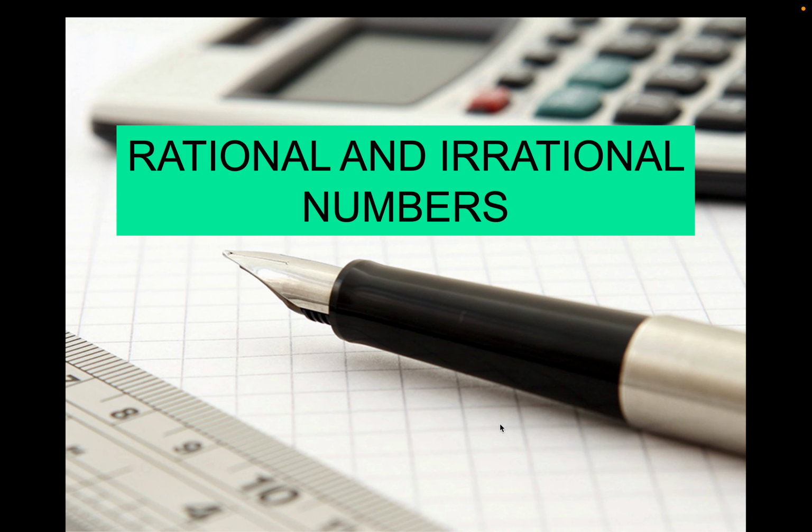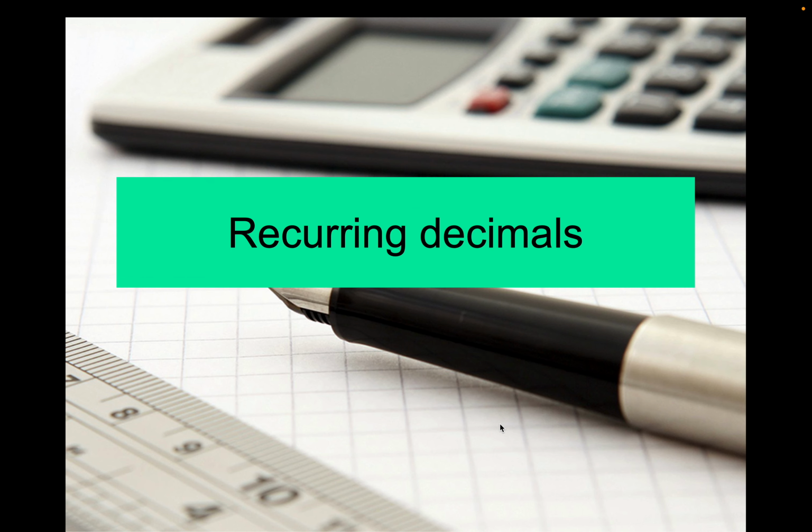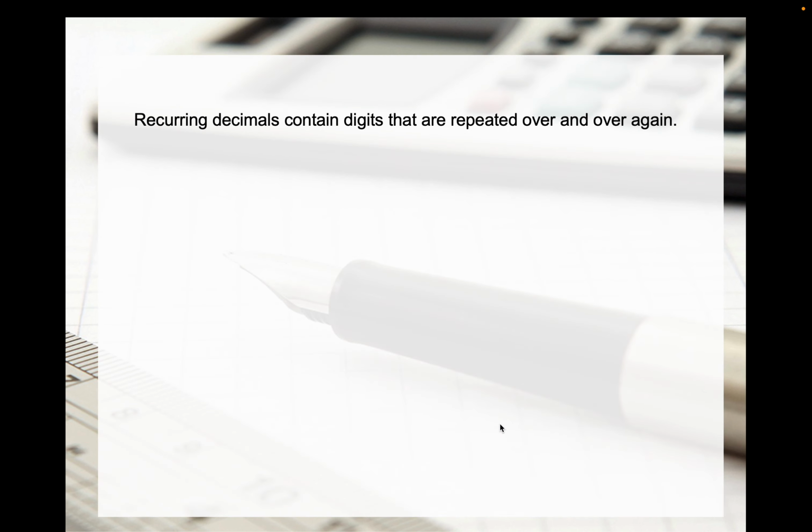Going to talk about rational, irrational numbers. We're going to start just with the recurring decimals to get familiar with what they are, and then later on we're going to talk about rational, irrational numbers deeply. So the recurring decimals contain the digits that are repeated over and over again.